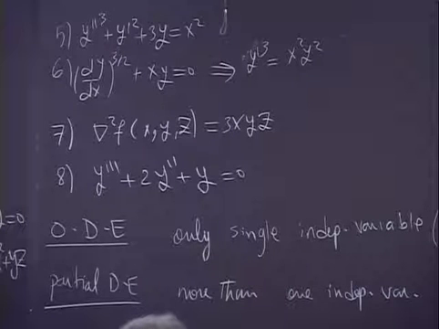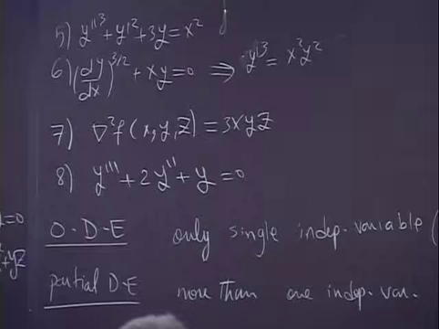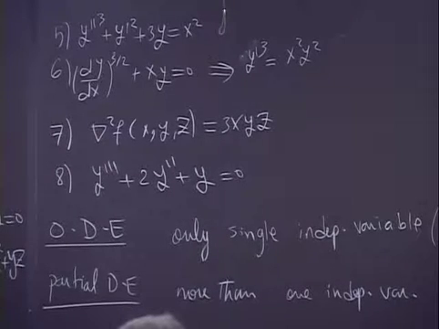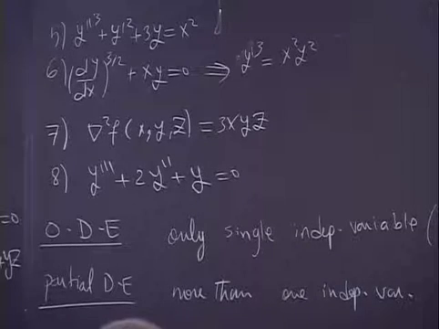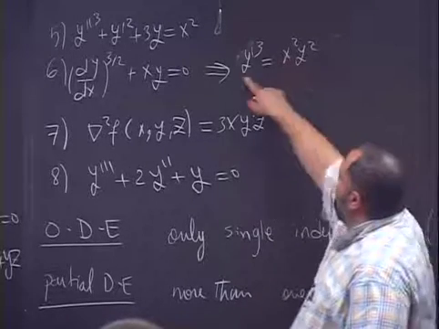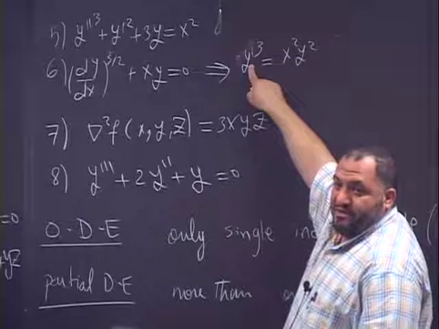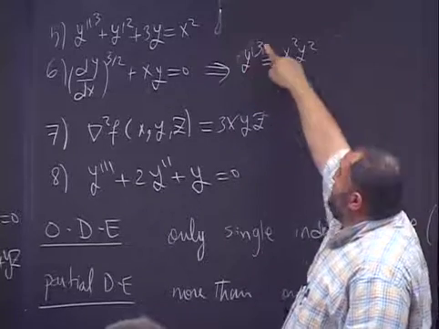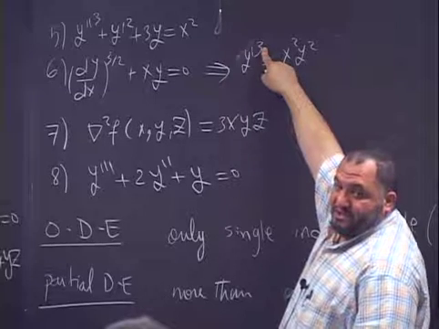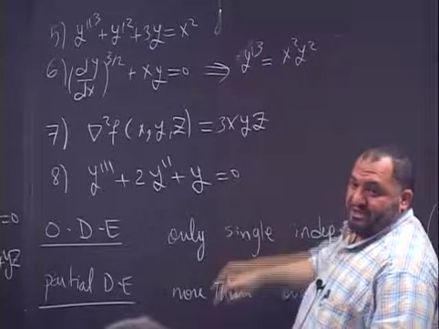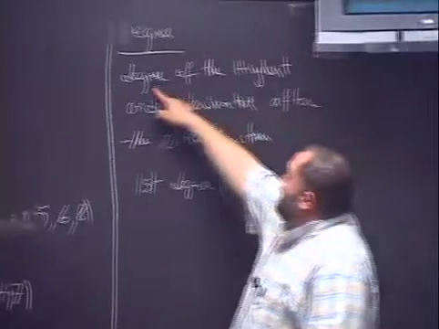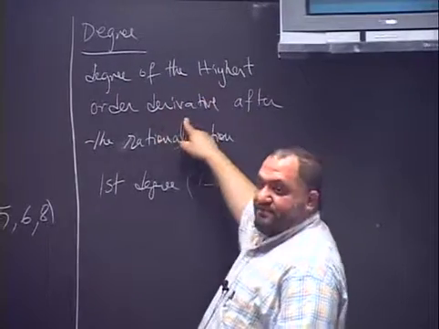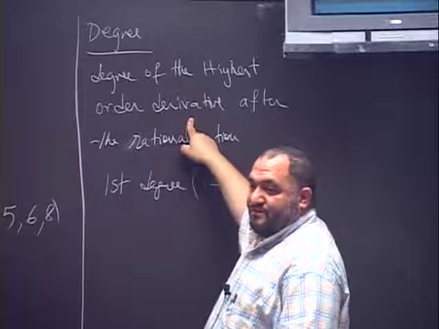The highest derivative is y prime, and it is raised to the power of 3. So it's not first degree, it's third degree. So you look at the highest derivative. What's the highest derivative? There is only one derivative, y prime. Then I look at the degree of this first derivative, which is 3. It's still a first derivative, yes, but I am looking for the degree. So, the degree of the highest order derivative.